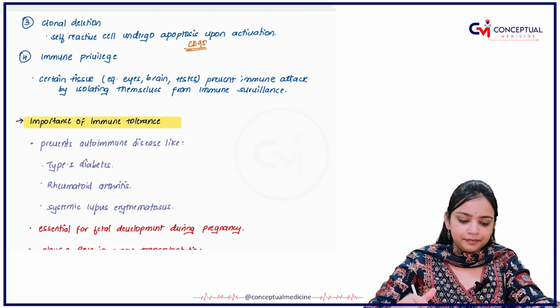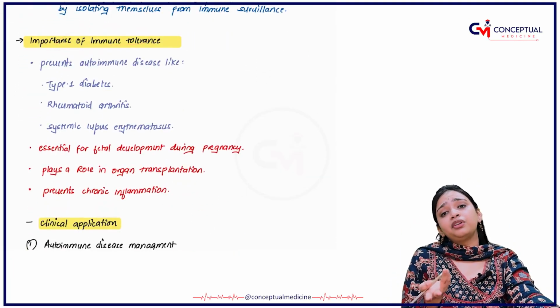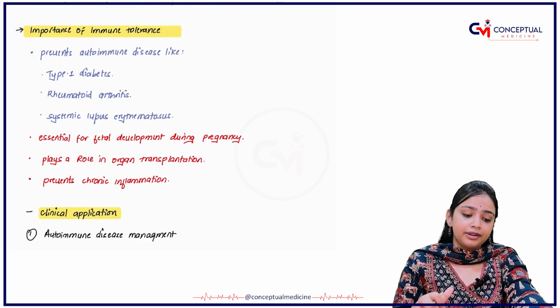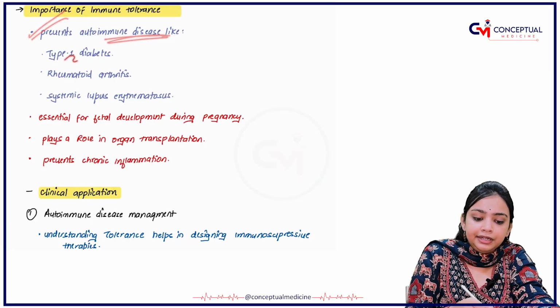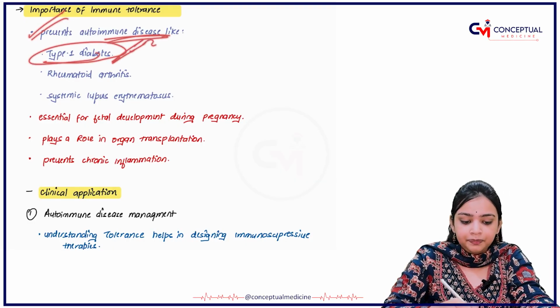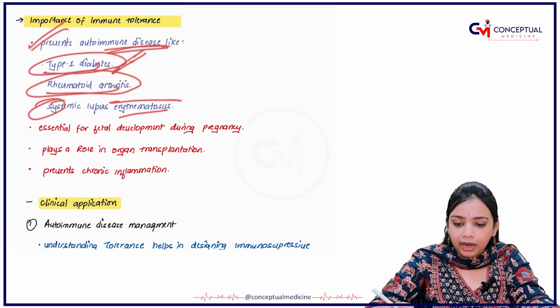That's it. Next that you have is the importance of immune tolerance. Why is it important? Why are we studying immune tolerance? First one is, it prevents the autoimmune diseases like type 1 diabetes, rheumatoid arthritis and systemic lupus erythematosus.